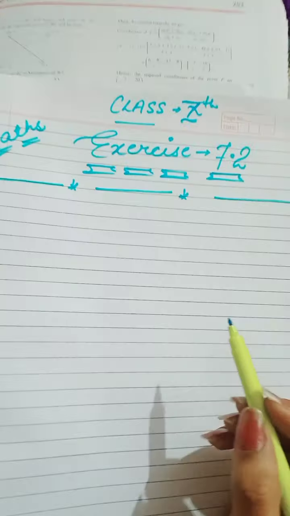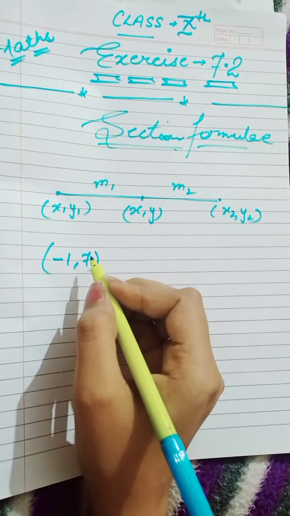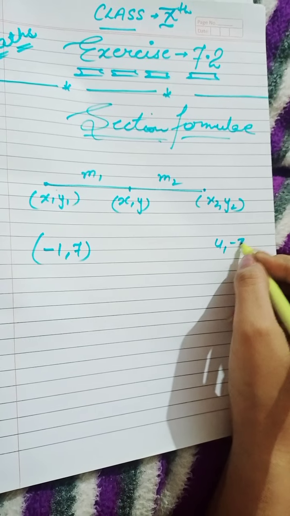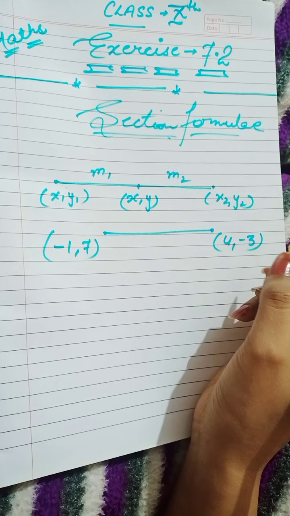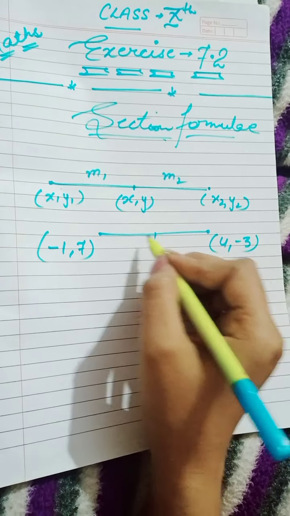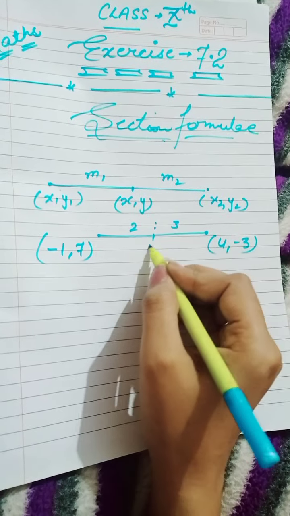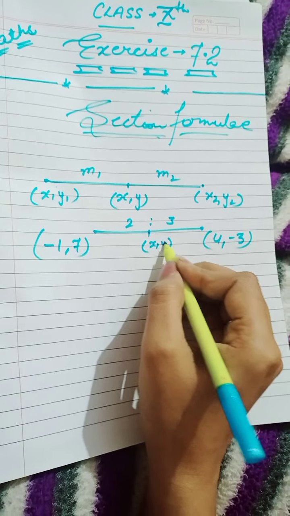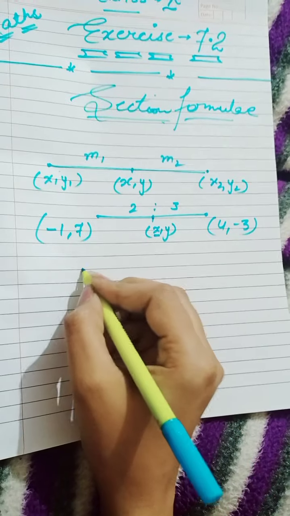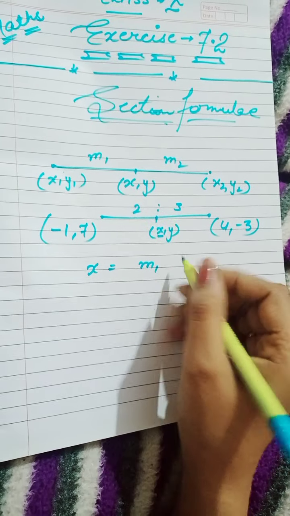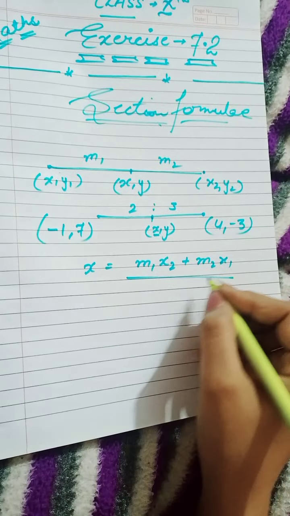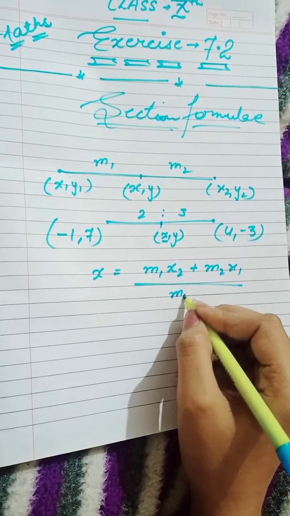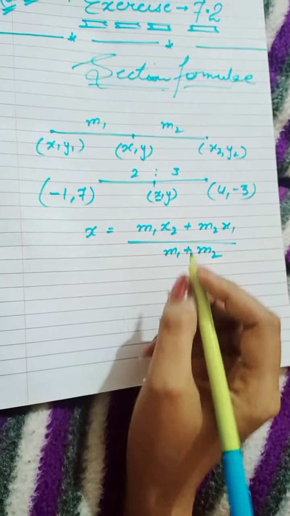So whenever 2 points are given to you, let them be -1, 7 and 4, -3. Right? 2 points are there. You have to divide it in the ratio 2:3 and you have to find this point x and y. So what is the formula to find x? x would be (m1 into x2 plus m2 into x1) divided by m1 plus m2. This is the formula to find the value of x.